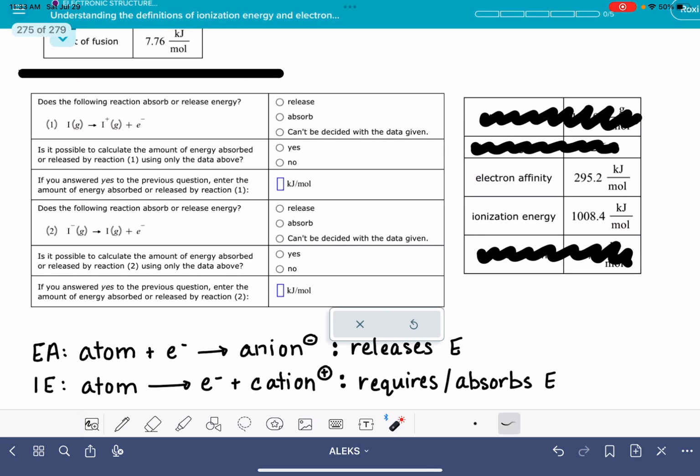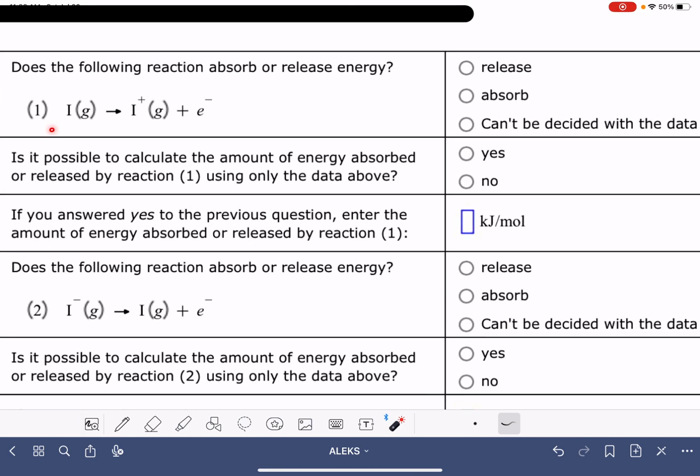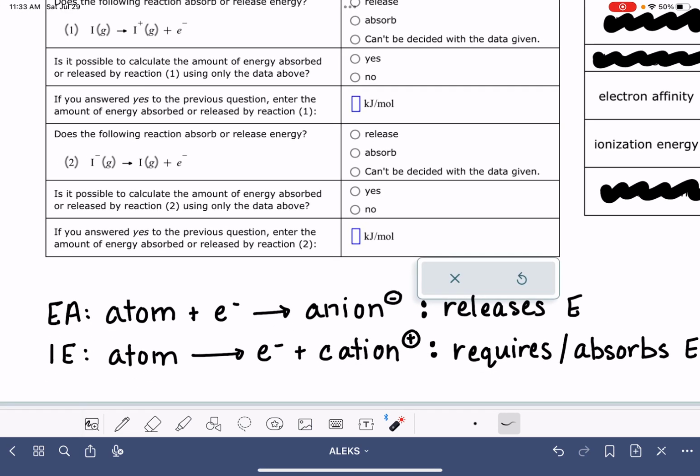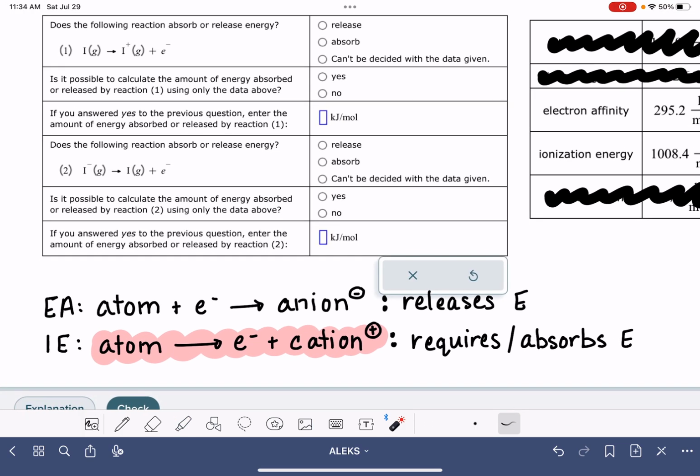So ALEKS is going to give you two chemical equations. This is my first one right here. What you're going to do is take this equation that was provided to you and match it up with either the electron affinity equation or the ionization equation. So you're just looking for a match. I have an atom on the left-hand side, turning into a cation and an electron. That's this process right here. Atom turning into a cation and an electron. This is the ionization energy. This is a process that absorbs energy. So there's the answer to the first question.